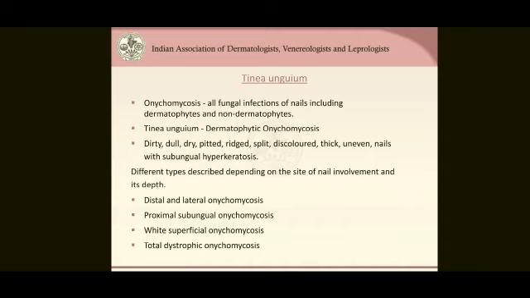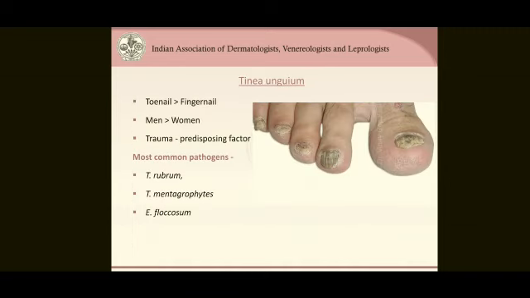Tinea unguium, that is onychomycosis of the nail. Onychomycosis is nothing but the fungal infection of the nail. If it is caused by dermatophytes, then it is Tinea unguium. It presents as dirty, dull, dry, pitted, ridged, split, discolored, thick, uneven nails with subungual hyperkeratosis. There are multiple types: distal and lateral subungual onychomycosis, proximal subungual onychomycosis, white superficial onychomycosis, total dystrophic onychomycosis.